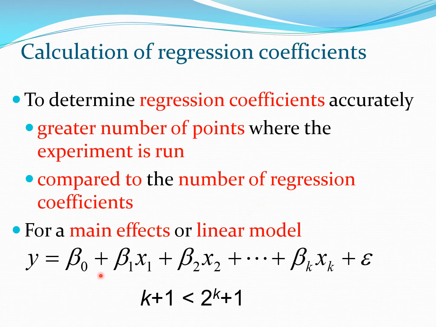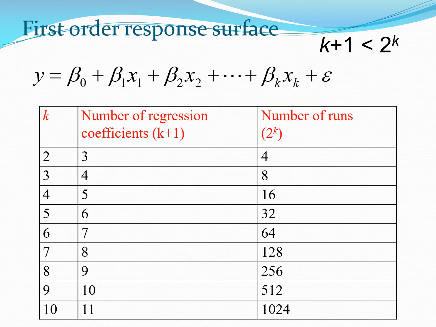So for example, if we have the linear model, the number of regression coefficients is k plus 1, and we should try to ensure that k plus 1 is less than 2k plus 1. That is, you have more data points in your design space than you have regression coefficients in your model. So we'll try to check if this is true.